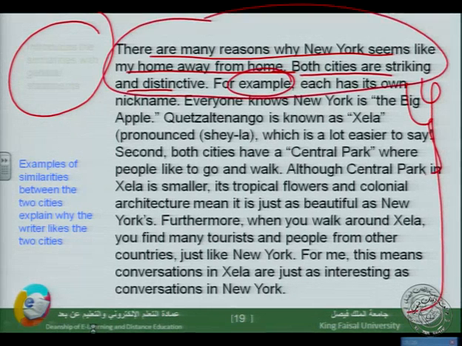هذا هو الtopic sentence. لكن البقية بيكون أمثلة للtopic sentence. So here in one paragraph we introduce the similarities. ماشي? We give examples of similarities between the two cities. We explain why the writer likes the two cities.